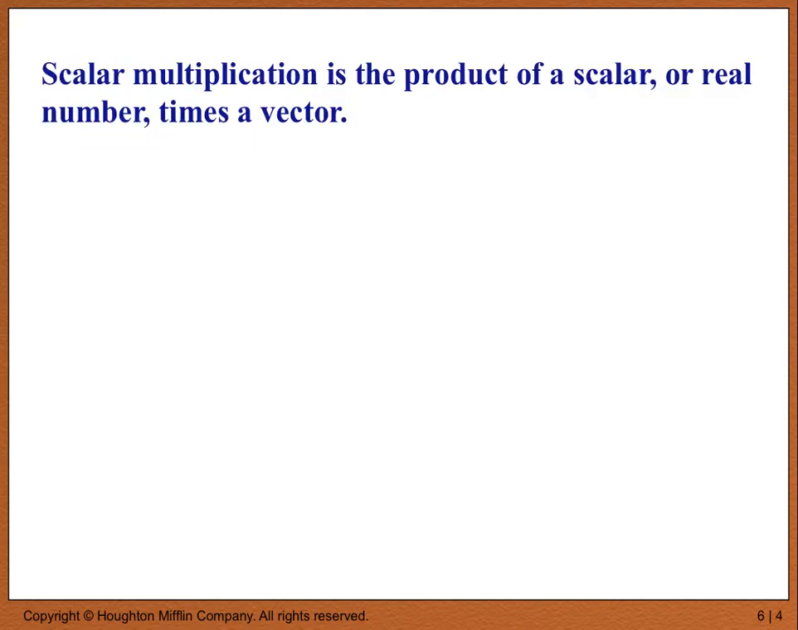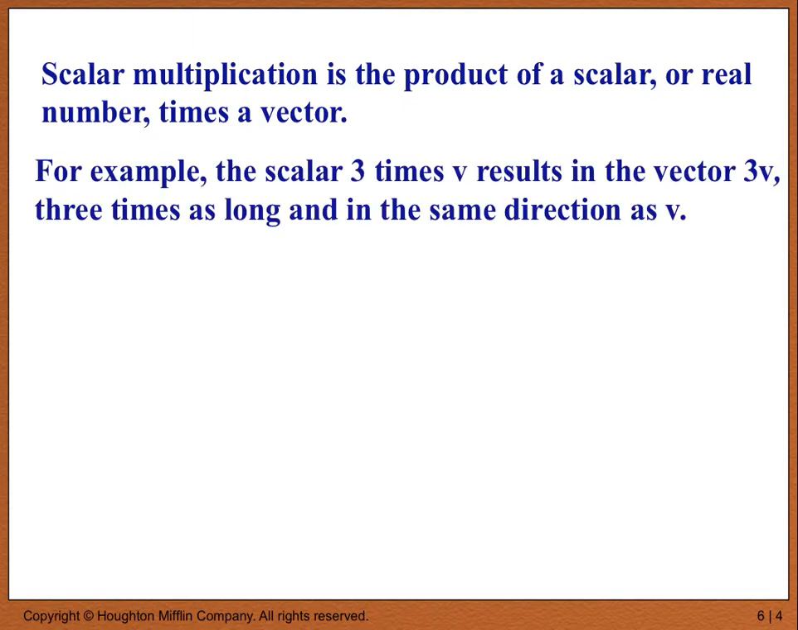Scalar multiplication is the product of a scalar, or a real number, times a vector. For example, the scalar 3 times v results in the vector 3v, 3 times as long and in the same direction as v. So this would be v, and then the red vector is 3v, and as you can see, 3v goes in exactly the same direction, but its magnitude is 3 times as large. So this is scalar multiplication.